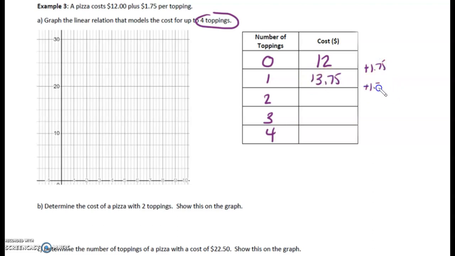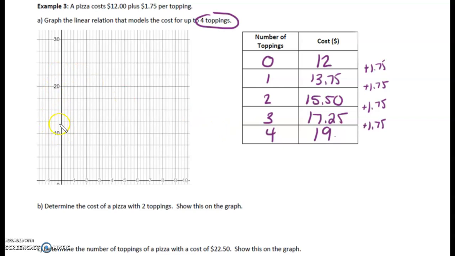Then we add $1.75, and I get $15.50. And then we add $1.75, and I get $17.25. And we add $1.75, and I get $19. So A asks us to graph the linear relation that models this. So let's go ahead and graph these points.